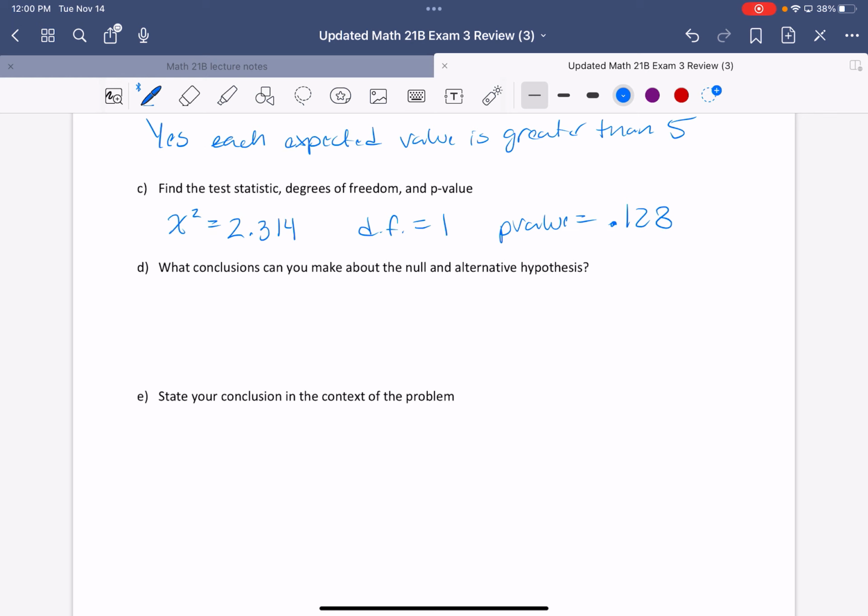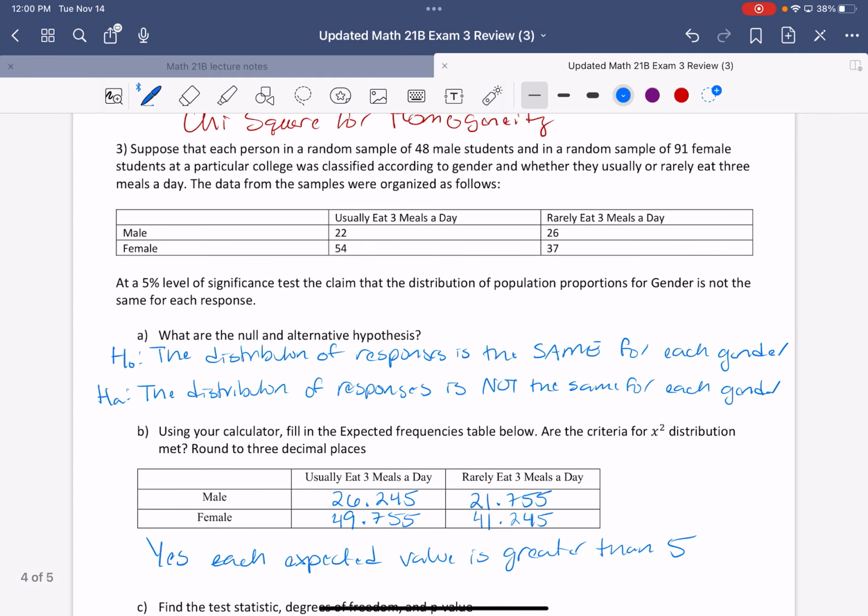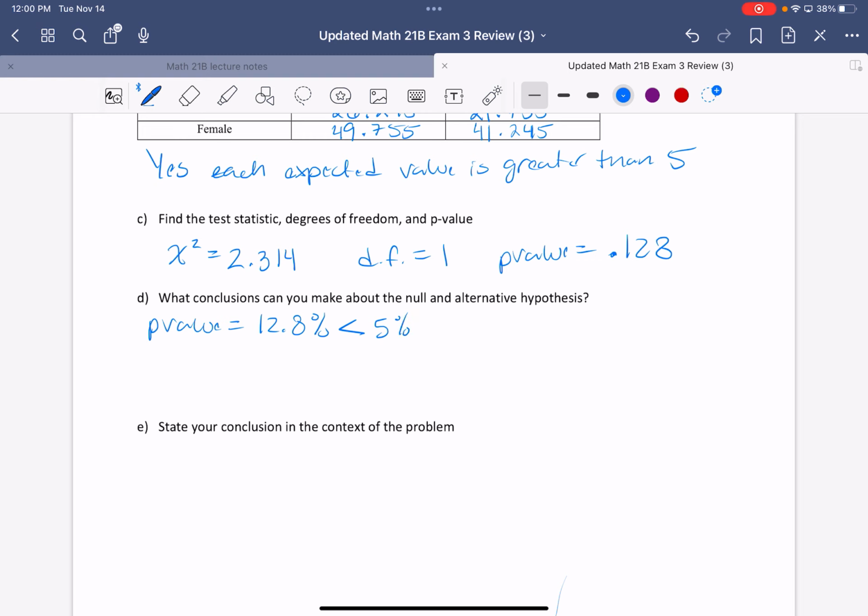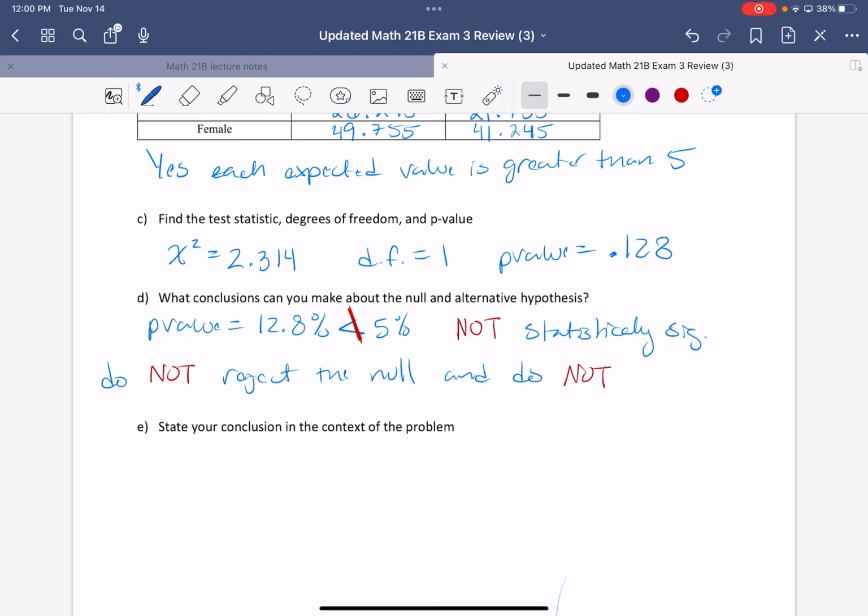Any other questions here? All right, let's start making our conclusions. So our p-value is 12.8%. Is that less than 5%, our significance level? No, it is not. So it is not statistically significant. So we do not reject the null, and do not support the alternative.